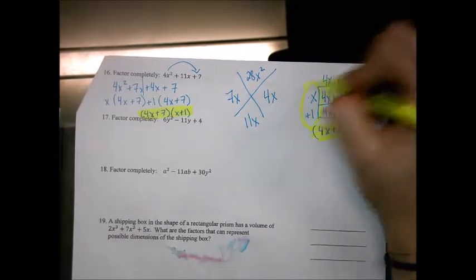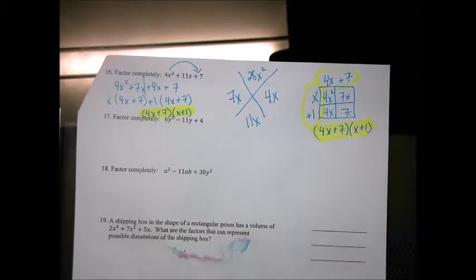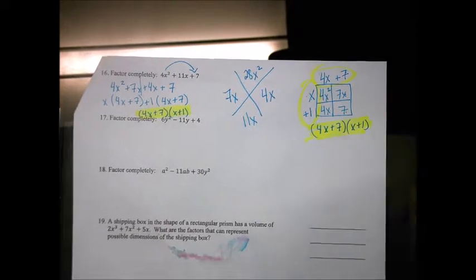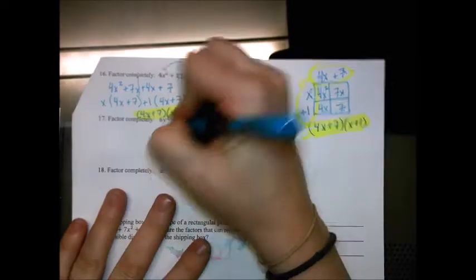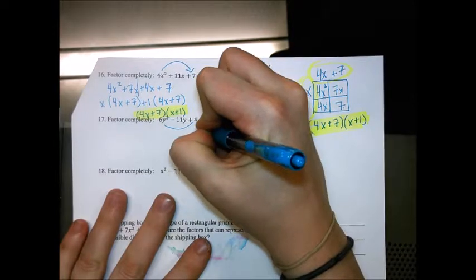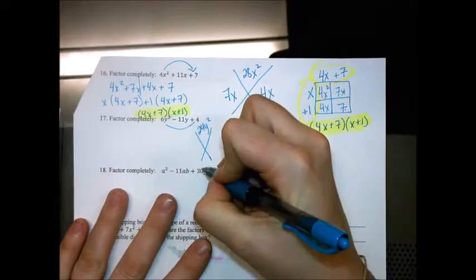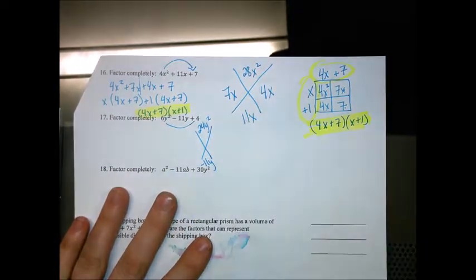Your answer here comes from the outside of your area model. Number 17. Start with your diamond, multiply your first times your last, you get 24y squared. On the bottom is negative 11y.